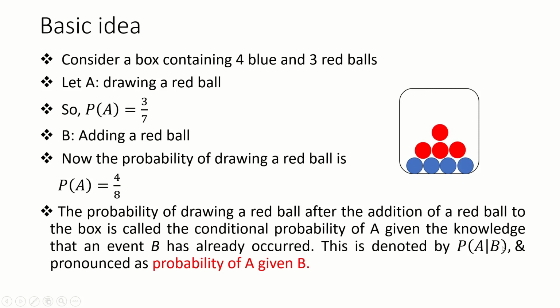Okay, so whenever you see something of this kind, you must know that the event B, the event right after the straight line symbol, has happened first, and then you are drawing a red ball, or A is happening. So this probability is called the conditional probability of A given B.